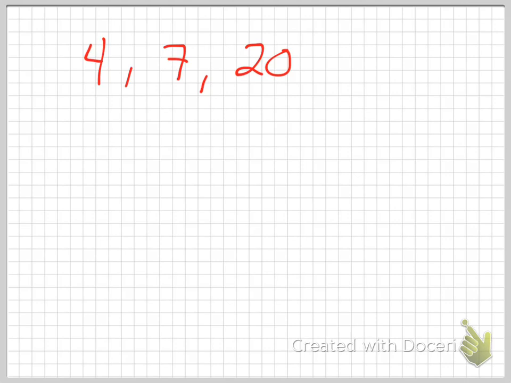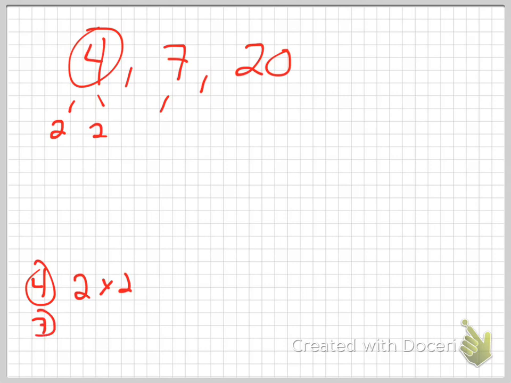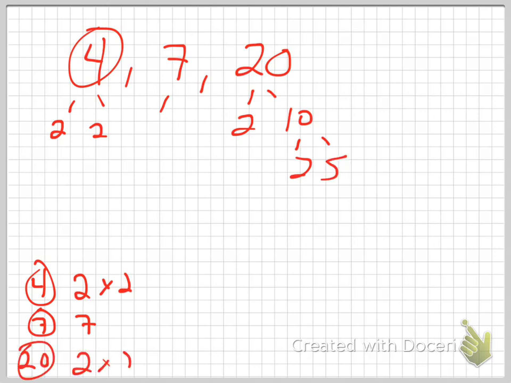Whenever you have 3 of them, do the prime factorization. What's the prime factorization of 4? 2 and 2. So 4 is 2 times 2. What's the prime factorization of 7? It's just 7. Exactly. Very nice. 7 is 7. What's the prime factorization of 20? 2 and 10. 2 and 5. So 20 is 2 times 2 times 5.